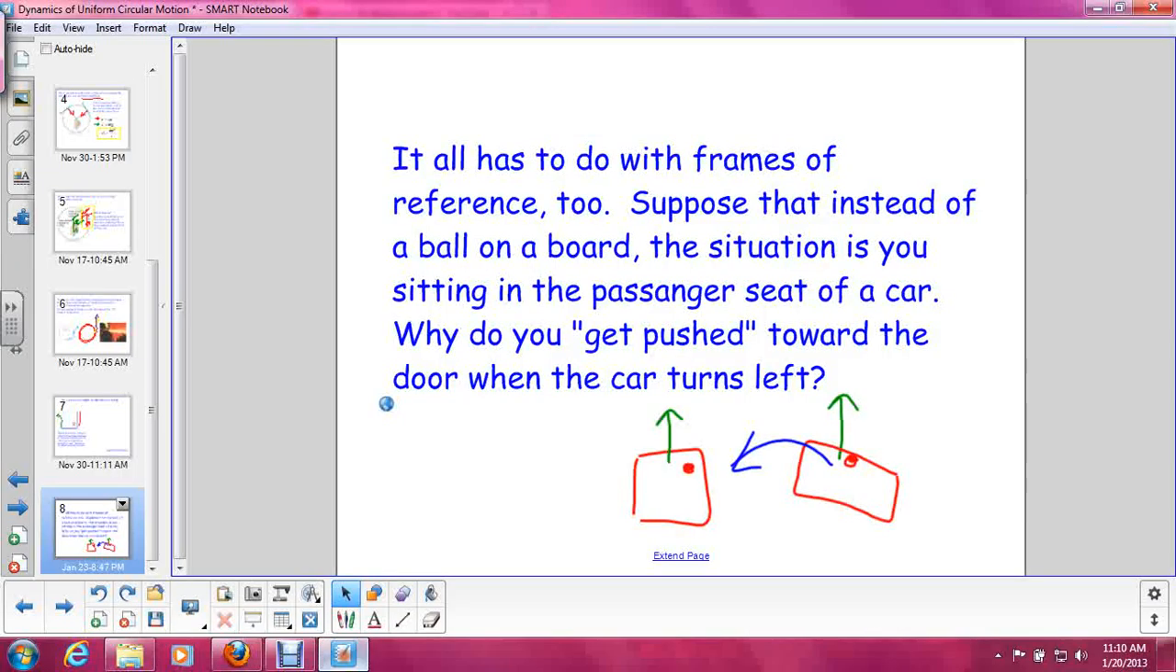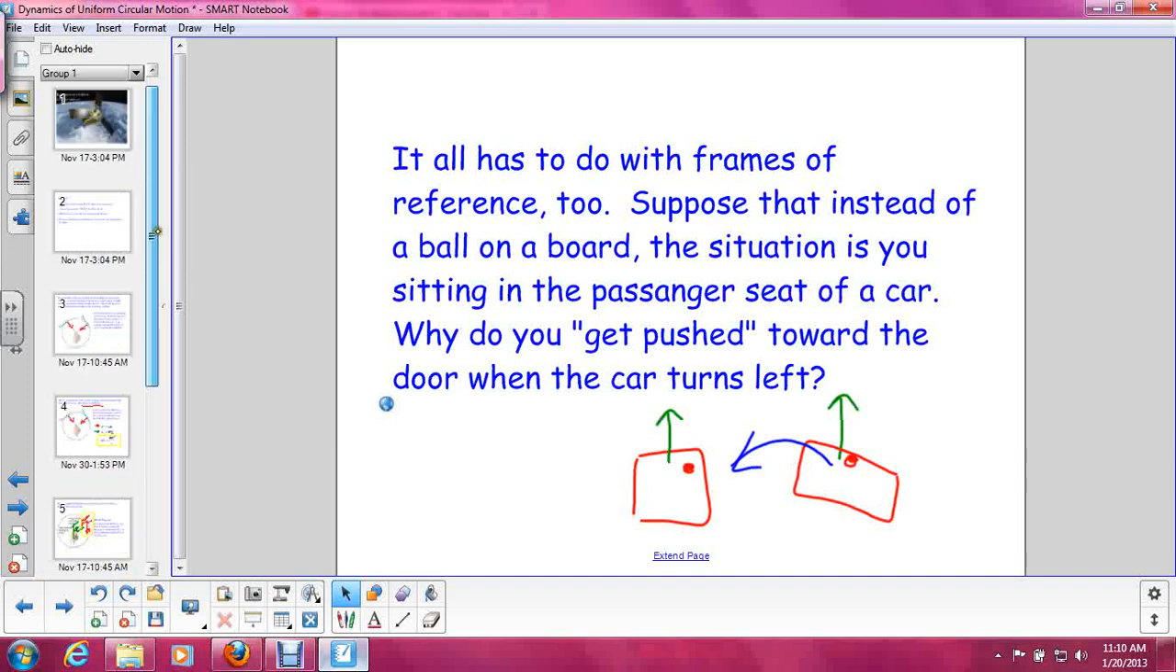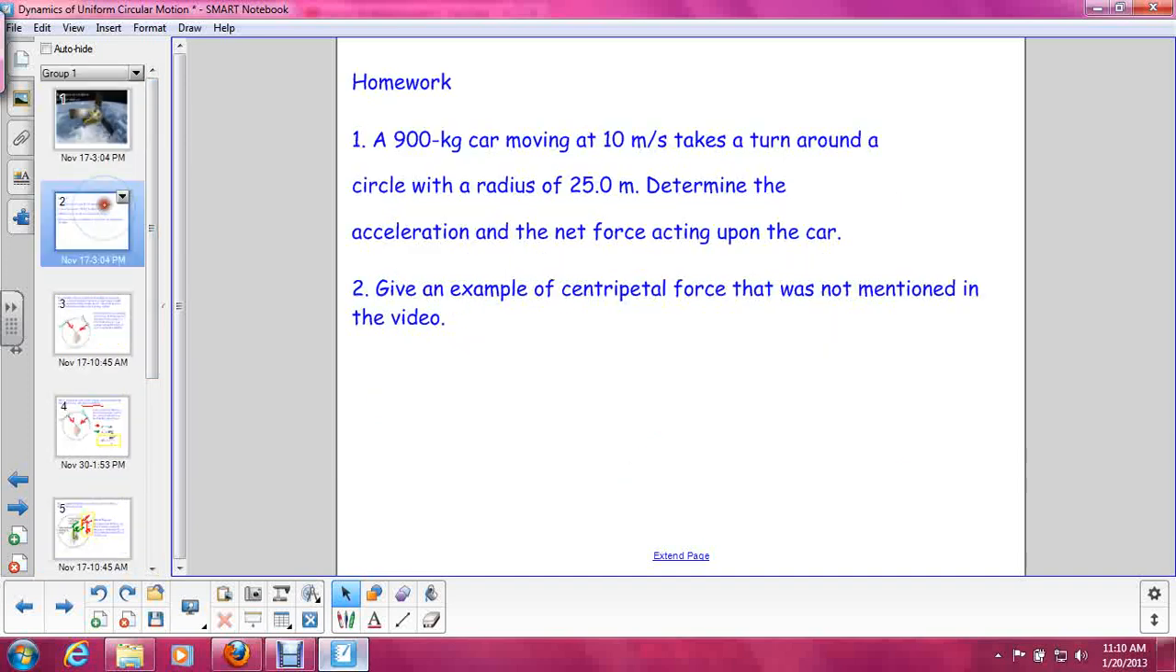So your homework tonight is to apply centripetal, not centrifugal, force to these two questions and have them ready to be handed in next time you come to class.